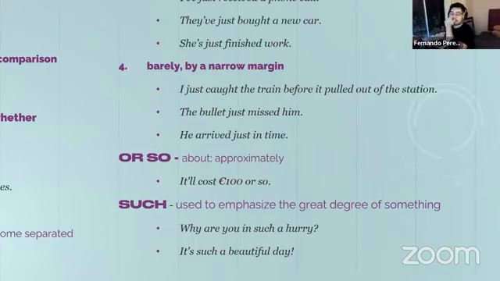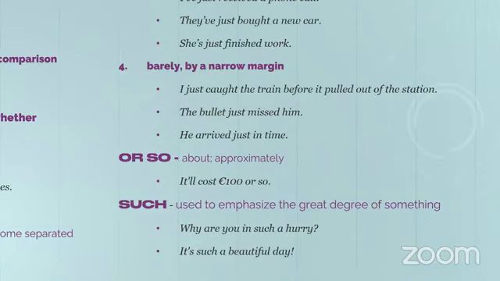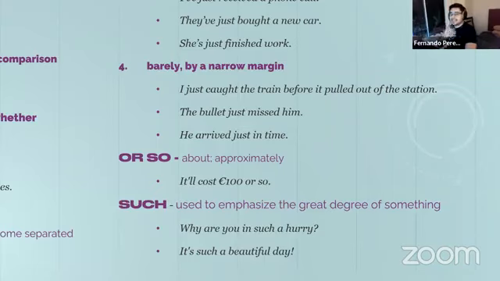Give me an example. Go, for example, Rafa. It takes 10 minutes or so. Exactly. Approximately. That one is easy. The words "about" and "approximately" are adverbs in this case. The phrase "or so" is another form to say this. And finally, the word "such."